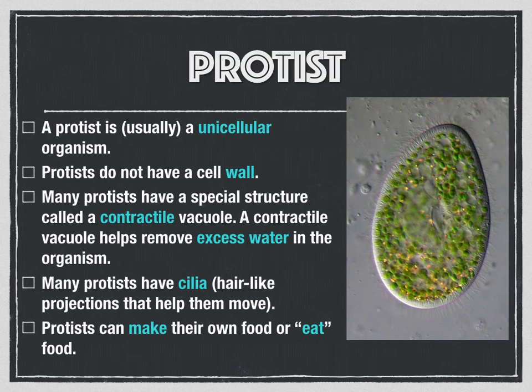A protist is usually a unicellular organism. They do not have a cell wall. Many protists have a special structure called a contractile vacuole. A contractile vacuole helps remove excess water in the organism. Many protists have cilia, or hair-like projections that help them move. Protists can make their own food, or eat food.